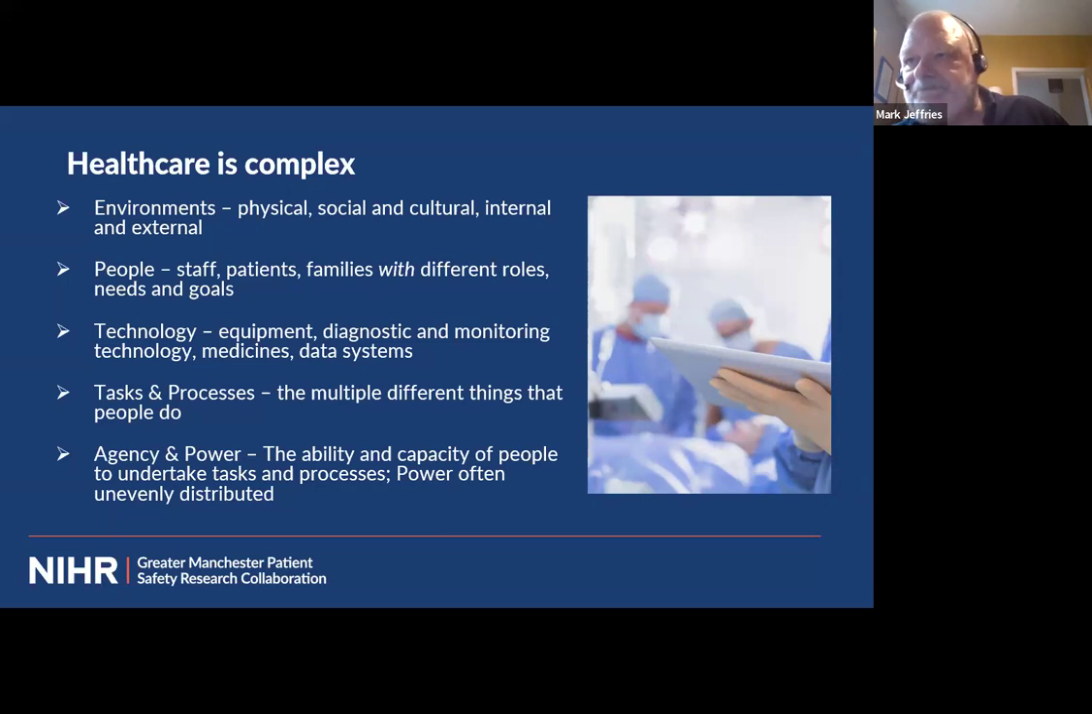And within that, there's also this sense that people either do or don't have agency and power to do those things. What is the capacity of people who actually do that? Often power is unevenly distributed. People maybe aren't able to achieve that. And so I think there's a psychosocial element to the complexity of healthcare. There are physical, psychological, social aspects to its complexity. Next slide, please.